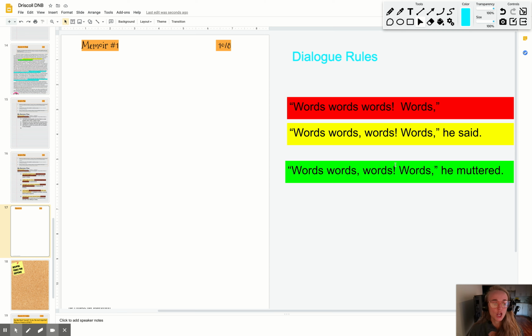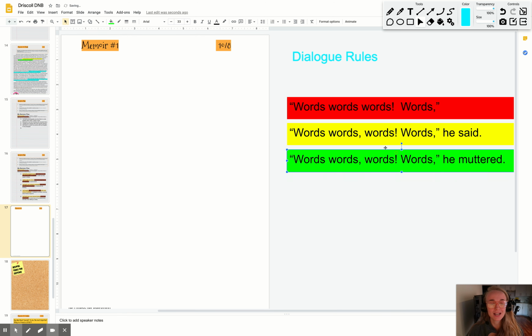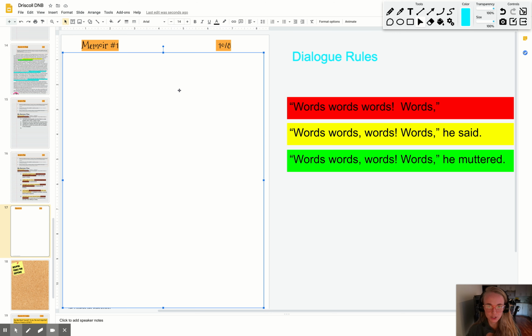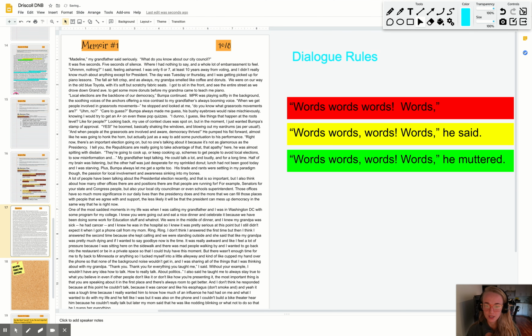It just gets boring. So we have to use dialogue to not only tell who said it, but how they said it. And this is such an easy fix. It's just amplifying particular words. So let's see how some of this might show up in my own piece.